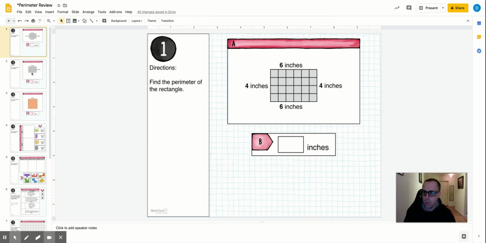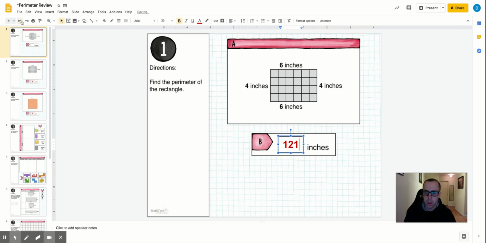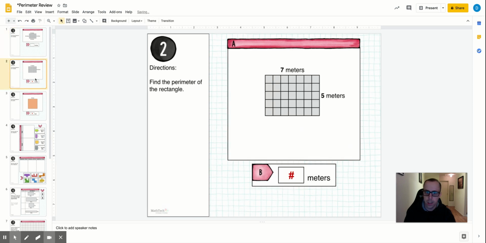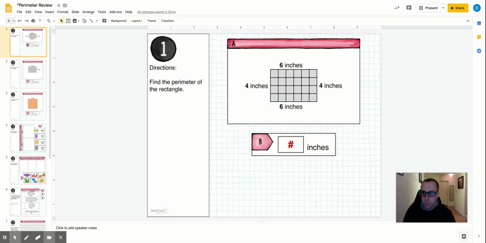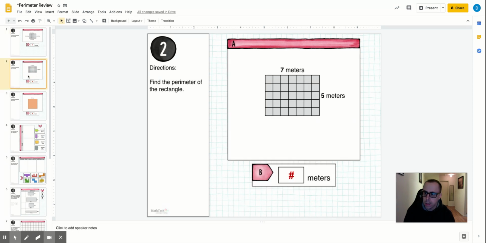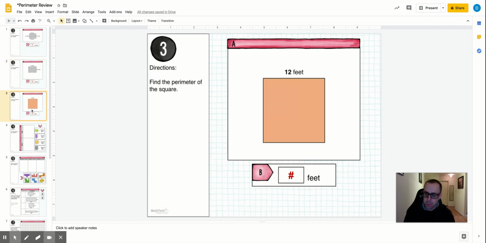All right, now, if you look here on this next one, same thing. Okay, it's a new shape, but if you notice the difference between this shape, you were given 6, 4, 6, 4. Here, you're given 7, 5. So it is up to you to know that you need to add 7 and 5 again. Don't just tell me the answer of 7 plus 5. You need to do another 7 and 5 to add all 4 sides together.